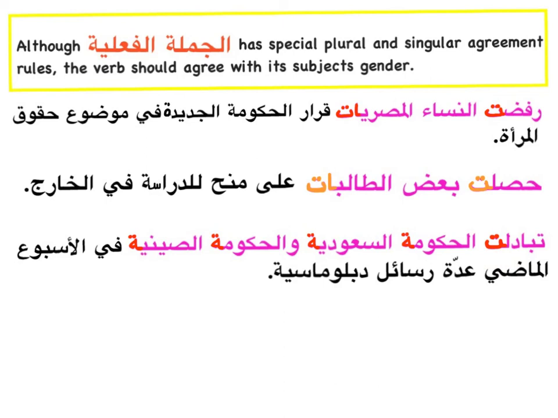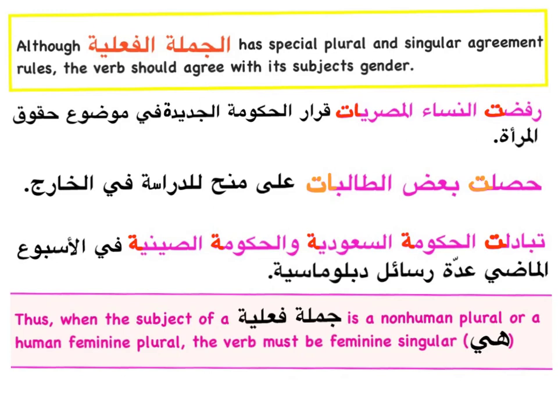So the rule was, if the verb precedes the subject, the verb doesn't agree with number, but it does agree with gender. Thus, when the subject of a جملة فعلية is a non-human plural or a human feminine plural, the verb must be feminine singular. So non-human plural like حكومة, or human feminine plural like نساء, طالبات, the verb must be feminine singular here.